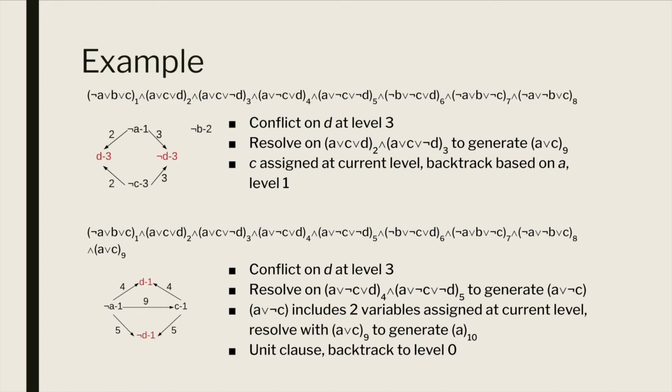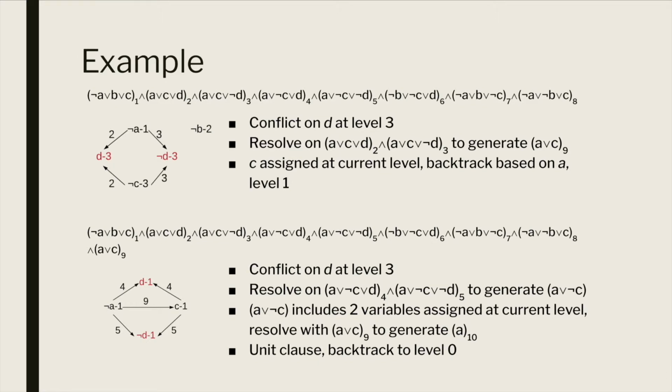We'll show one more example of CDCL in action, this time on the same formula that we used DPLL on. So here, we created a guess of not A at level 1, a guess of not B at level 2, and a guess of not C at level 3. The combination of the not A and not C guesses produced a conflict by applying the unit clause rule on clause 2, producing the implication of D, and the unit clause rule on clause 3, producing the implication of not D. This conflict is resolved on clauses 2 and 3 to generate a new clause A or C.